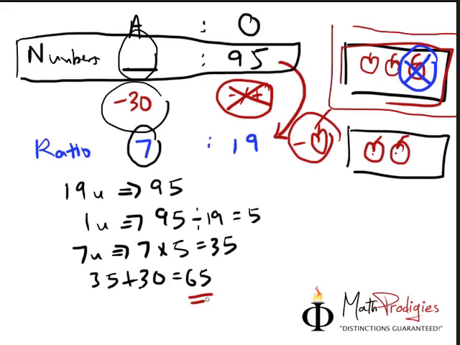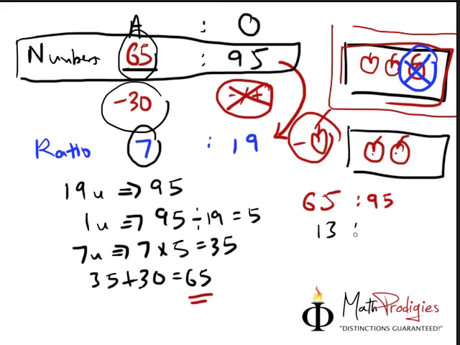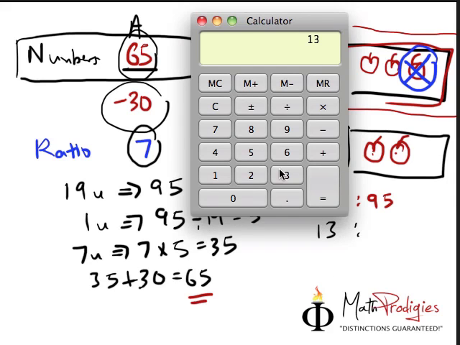So the number of apples at first is 65, and 65 is to 95 is the ratio. How do we do this? We have to simplify it. What can we divide it by? Very obviously, divide by 5. 65 divided by 5 gives you 13. And 95 divided by 5 gives you 19, correct.